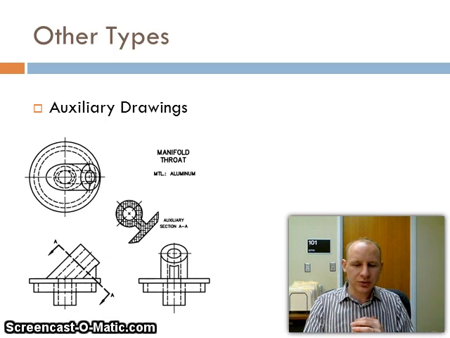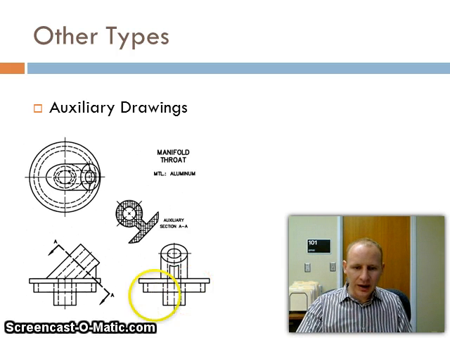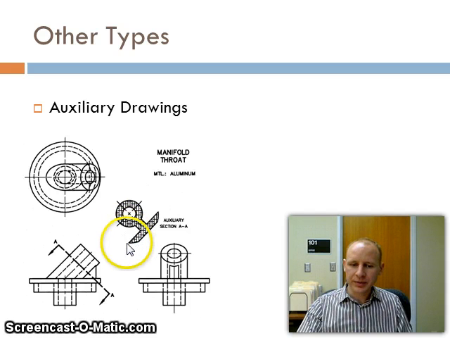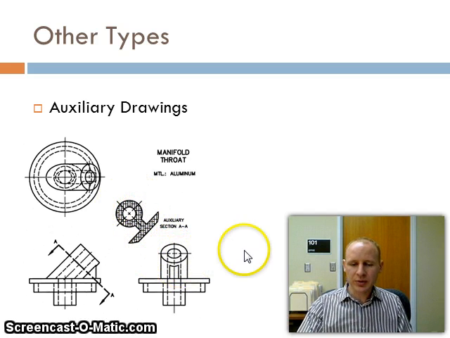So in order to get that true shape and size, we have to use an auxiliary view, where you can see we have an auxiliary plane line here, and then we rotate that object based off of this angled line, and this will then give us the true shape and size of that particular part. So auxiliary views help to show the accurate true shape and size that may be distorted because of the angle of a particular part.